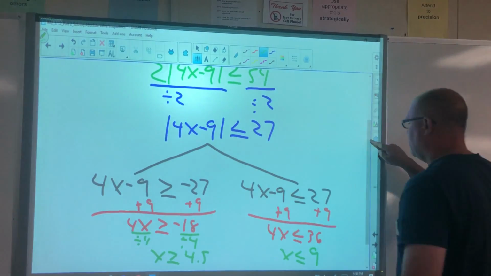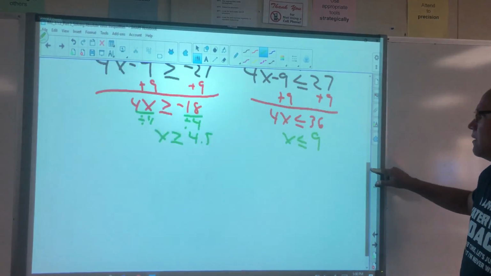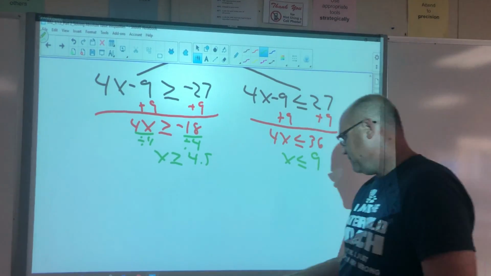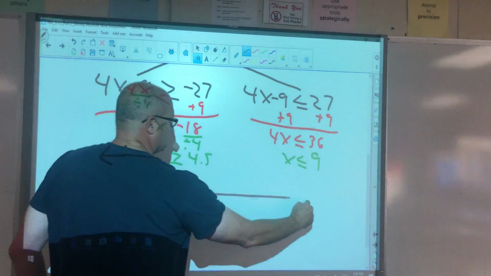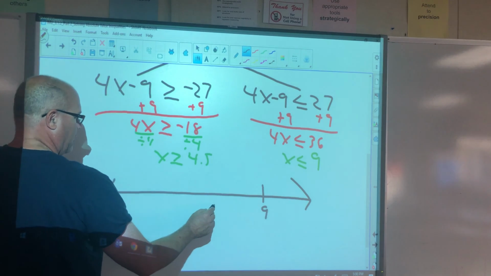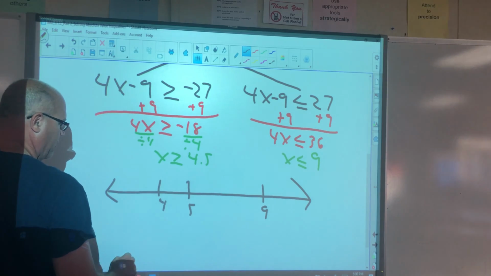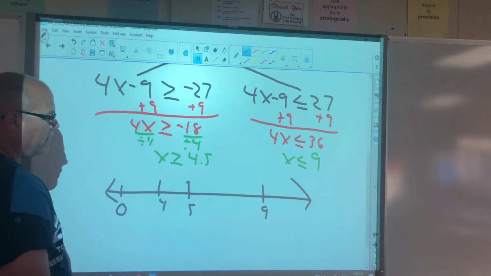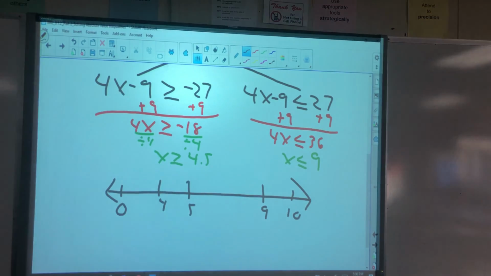Okay, I need a little more space. I'm going to scroll down a little bit. All right, so let's put this on a number line. I have a dividing point 9. I'll have 5 here, 4 here, 0 will be over here. If I want to put a few more points, I'll put a 10 there. All right, got my number line.